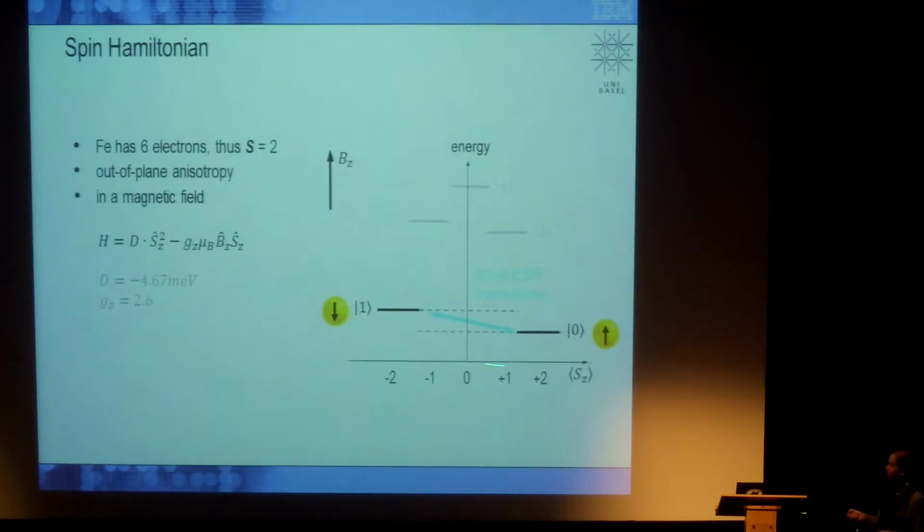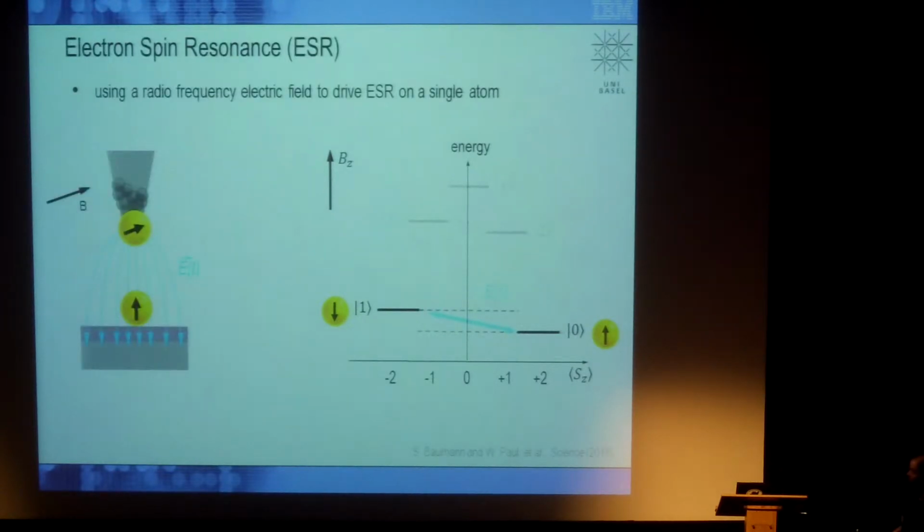Now, from now on, I want to focus on just the lowest 2 states, state 0 and state 1, where we want to drive ESR transitions between those 2 states, and use these as our qubit. Now, how do we do this? We use our STM setup, and we apply an oscillating electric field in the junction to drive this transition. And this RF is just added to our normal DC voltage in the junction.